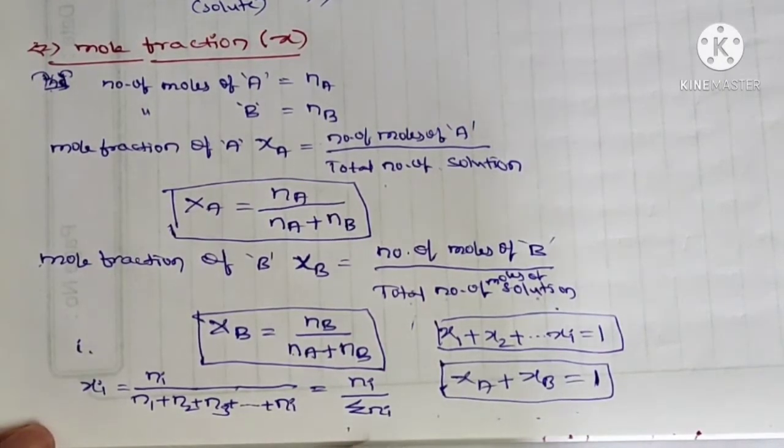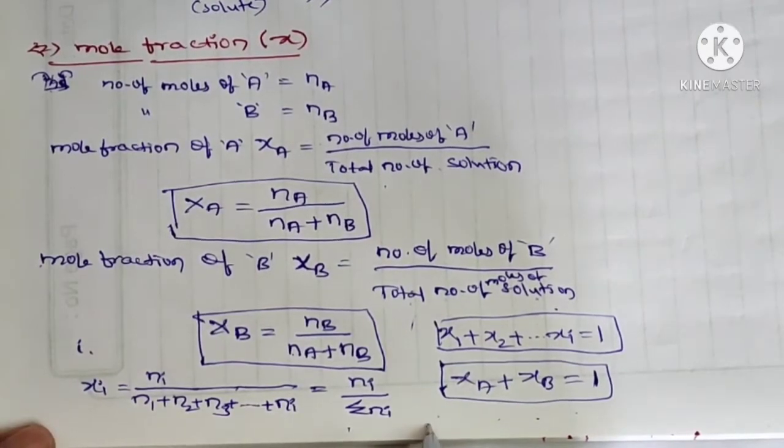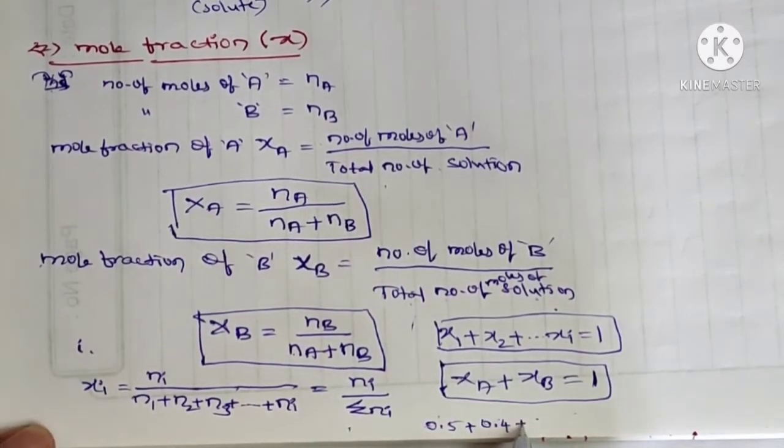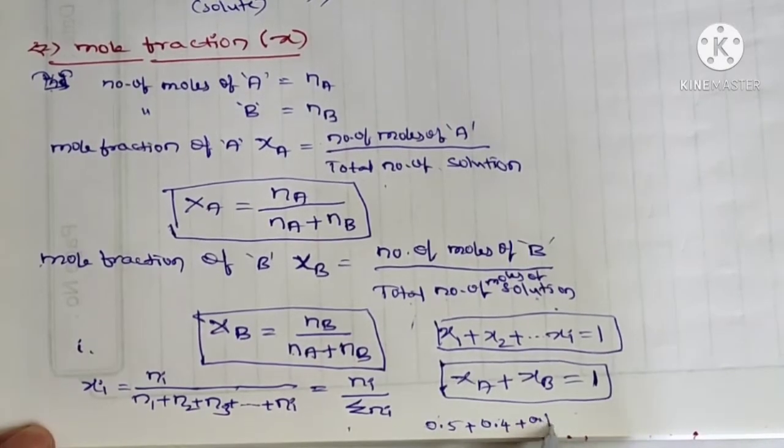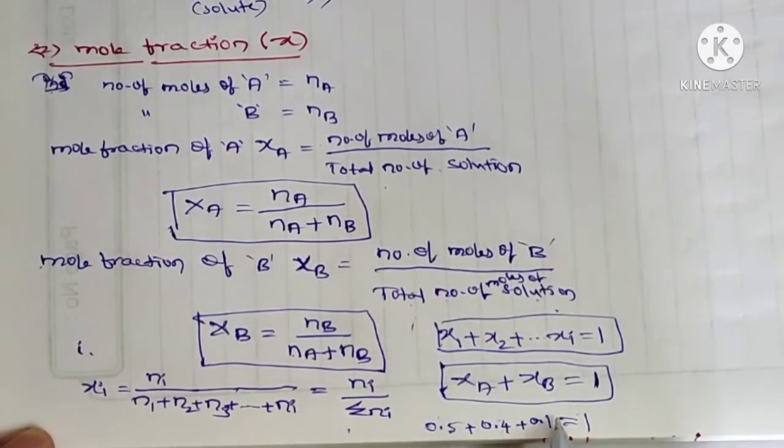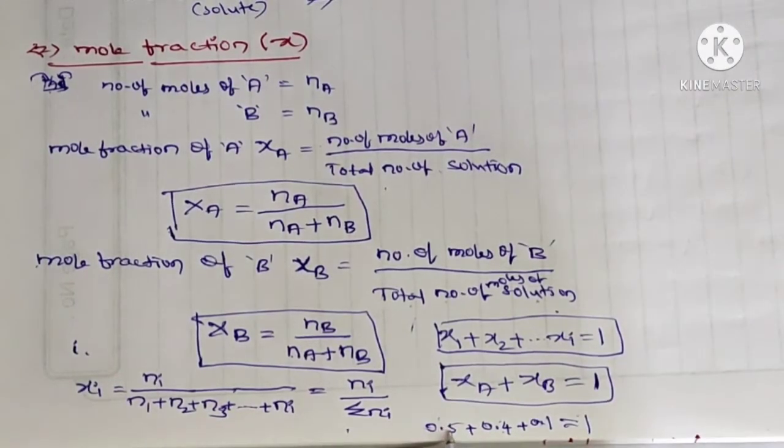For example, there are three components. A component mole fraction 0.5, B component mole fraction 0.4 and C component mole fraction 0.1 is equal to 1. So 0.5, 0.4, 0.1 gives 1. So we get 1 is equal to 1. The sum of all mole fractions should be 1. Which component has more mole fraction and which has less doesn't matter, but the sum of all mole fractions is unity.